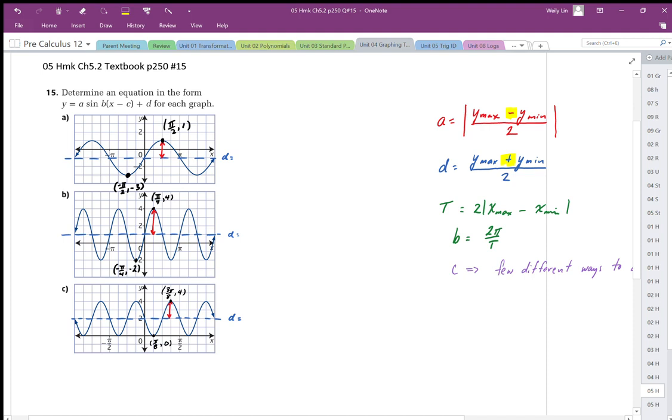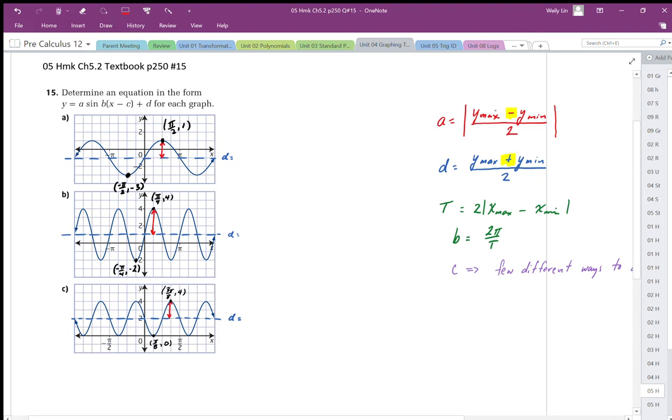And then lastly, the c, there's a few different ways to get it. When you have the visual, there's an easy way to do it, and I'll explain it to you when we find it. Okay, so we're going to first start with a and finding the a value.